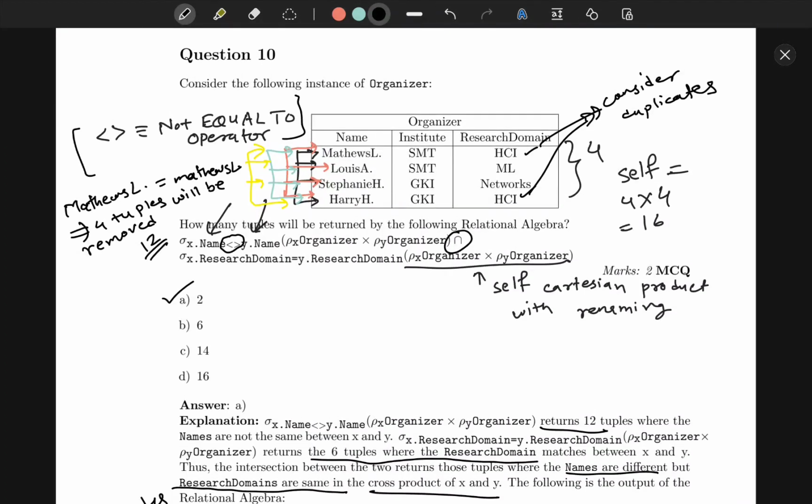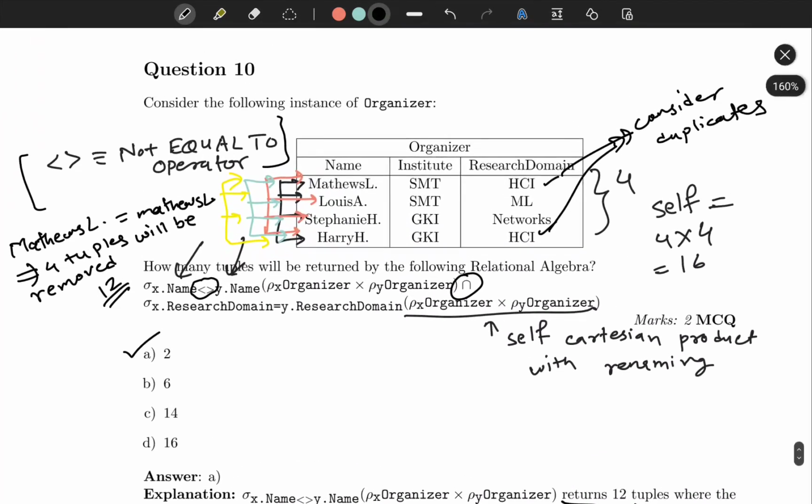This question is also based on relational algebra. Here we are given an algebraic expression and a schema, the organizer schema, which has 3 attributes. This symbol denoted by 2 angled brackets is called the not equal to operator, that is, x name should not be equal to y name, and both of the brackets which are highlighted are just a self Cartesian product of organizer with itself, that is, 4 tuples times 4 tuples will give us 16 tuples.